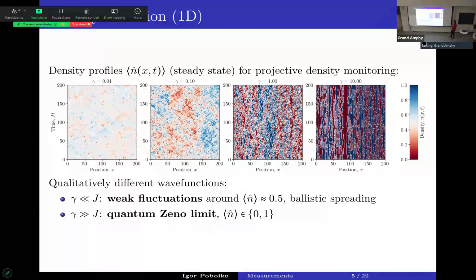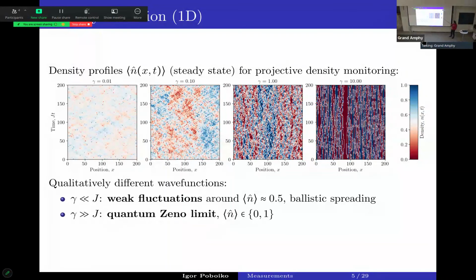Which means that each side is either empty or occupied, and the state itself is almost a product state. And this is the quantum Zeno limit, where you measure so frequently that your wave function collapses into an eigenstate of all your observables that you measure. They commute, so such an eigenstate exists. In our case, it's more or less a bit stream, and no unitary evolution happens.